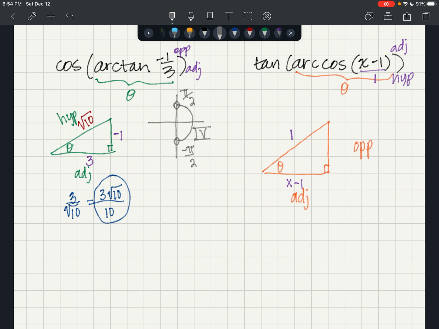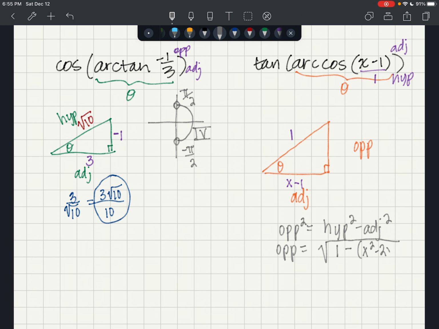The adjacent squared plus the opposite squared equals the hypotenuse squared. So the opposite squared is going to equal the hypotenuse squared minus the adjacent side squared. So the opposite side is going to equal the square root of the hypotenuse squared, which is 1, minus all of the adjacent side squared.